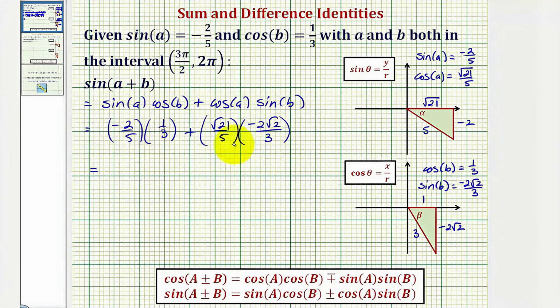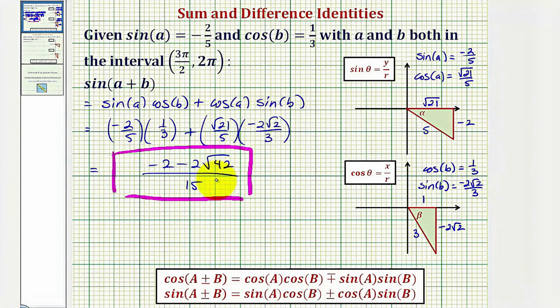Notice how we do have a common denominator of 15. The numerator would be, here we have negative 2 times 1, that's negative 2. Here we'll have plus and negative, or just minus, 2 square root of 21 times 2 is 42. And the square root of 42 does not simplify, since the prime factorization of 42 is 2 times 3 times 7. So this would be the exact value of sine of the quantity A plus B.